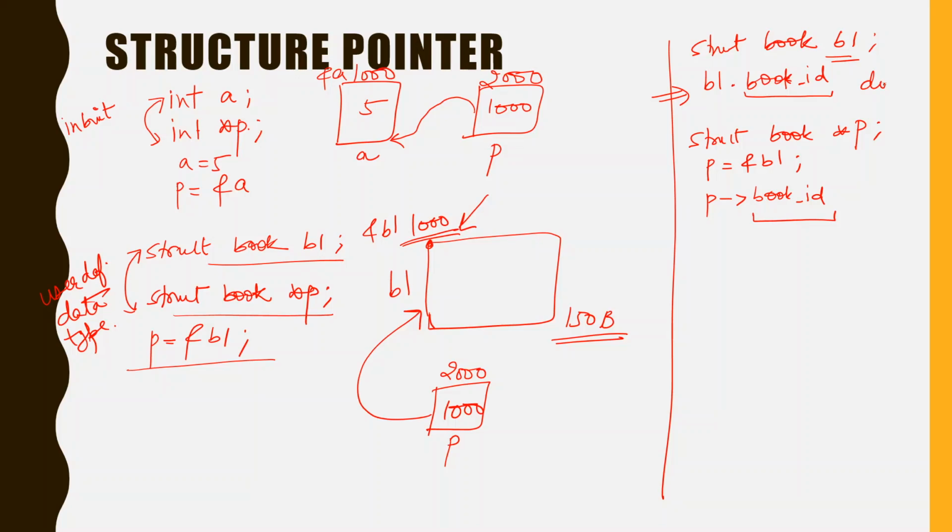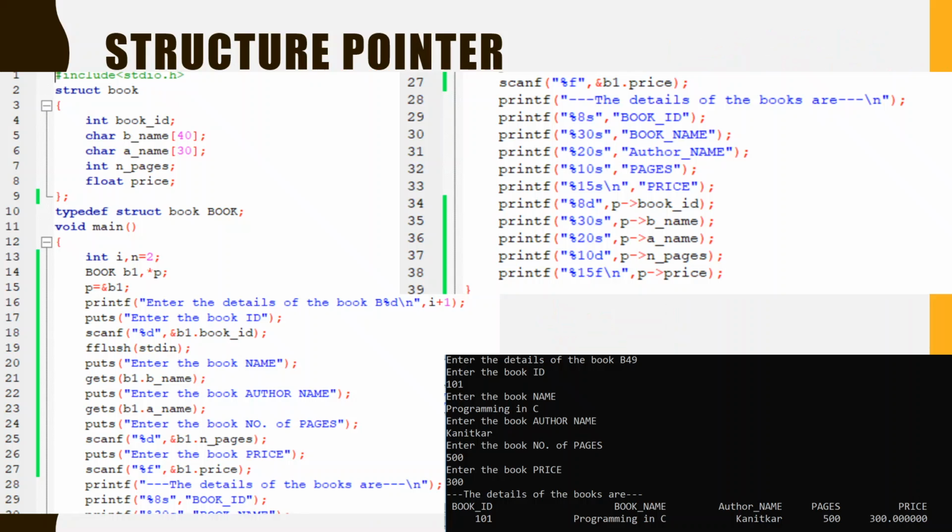From the structure variable, it is accessed with the help of the dot operator, and here it is accessed with the help of the arrow operator. The arrow operator is simply writing a hyphen and the greater than sign. To access any member variable from the pointer variable, we use the arrow operator. We can see this with the help of this example.